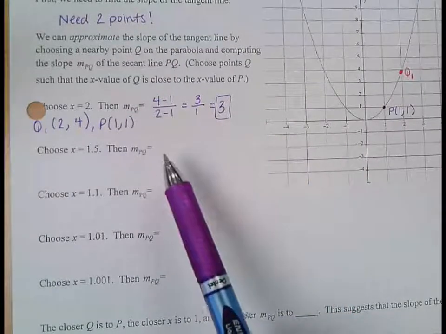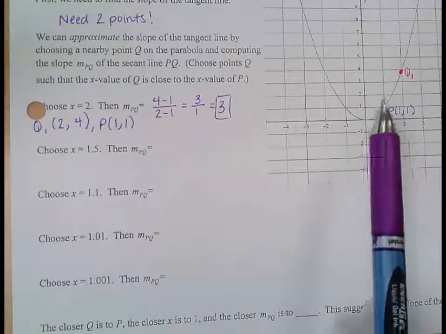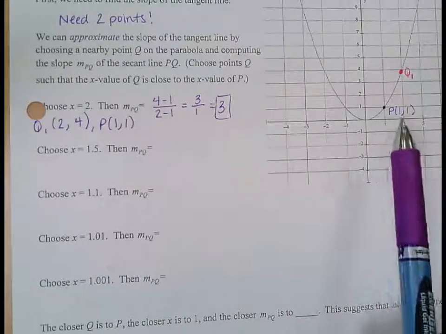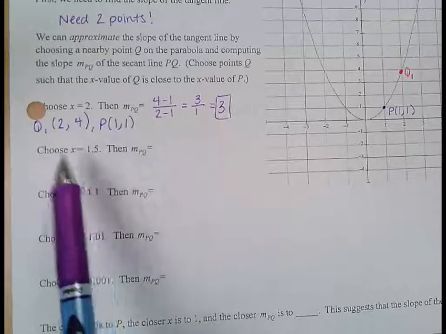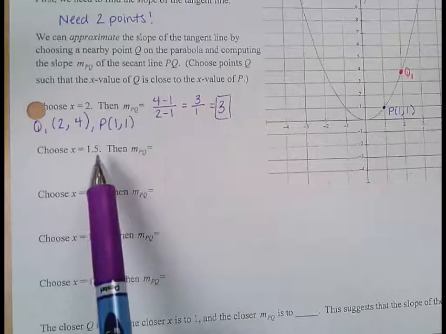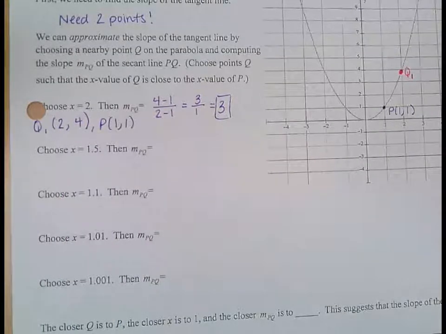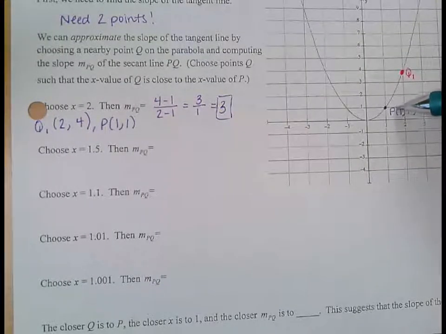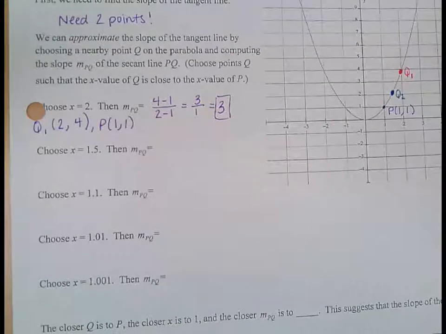I can get an even better approximation if I choose a point Q that is even closer to the point P. So this point is pretty close. It's only 1 unit away in terms of the x coordinates, but it's not as close as I can possibly get. So now, instead of choosing the x value 2, I could have chosen the x value 1.5, and then it's only half a unit away from the other point in terms of the x. So looking at that on the graph, if I were to look where x is 1.5, this is where my second choice of Q is. So you can see that point is even closer to point P.